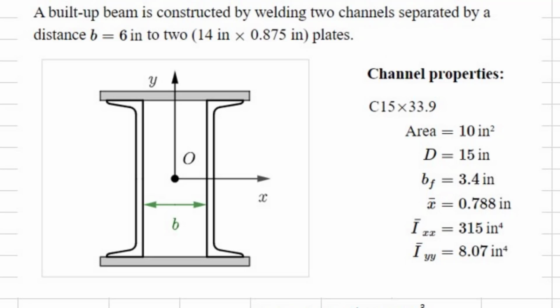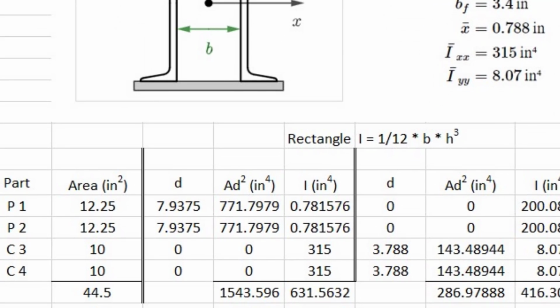All right, so the first thing we're going to do here is to determine the moment of inertia about the X-axis. So we're going to break it up into 4 parts. The 4 parts I choose are plate 1, which is the top plate, the bottom plate I'm calling plate 2 or P2, the channel on the left is C3, and the channel on the right is C4. I then will indicate in a column the areas for each one of these, and the areas for the plates are simply the product of the base, 14 by 8.75, and the area for the channel is given as 10.